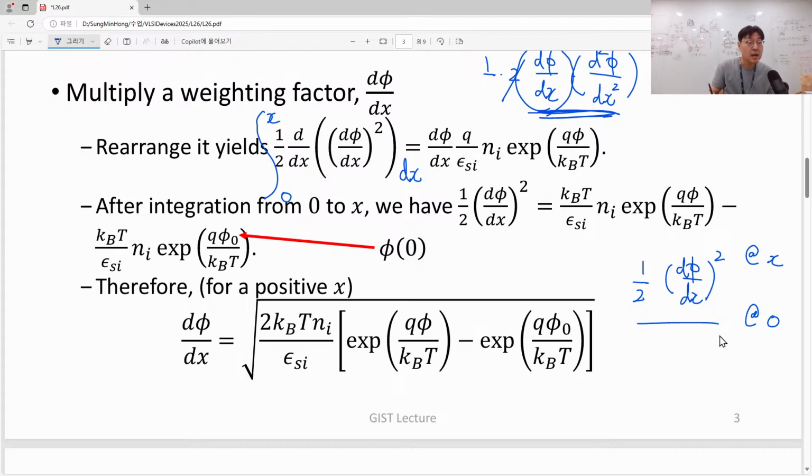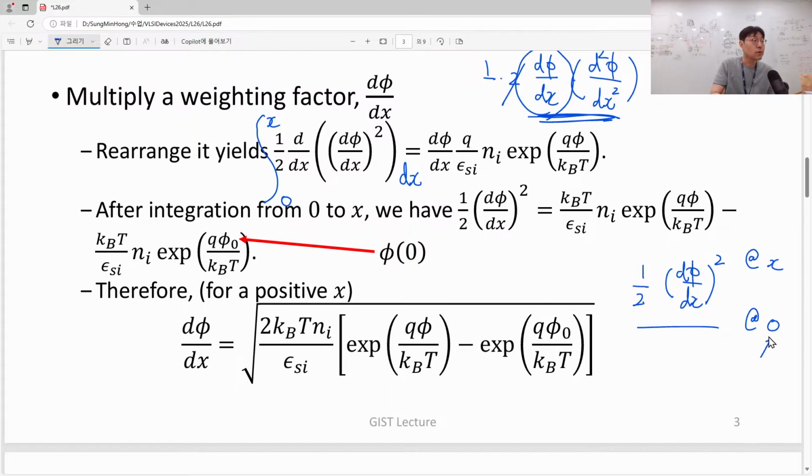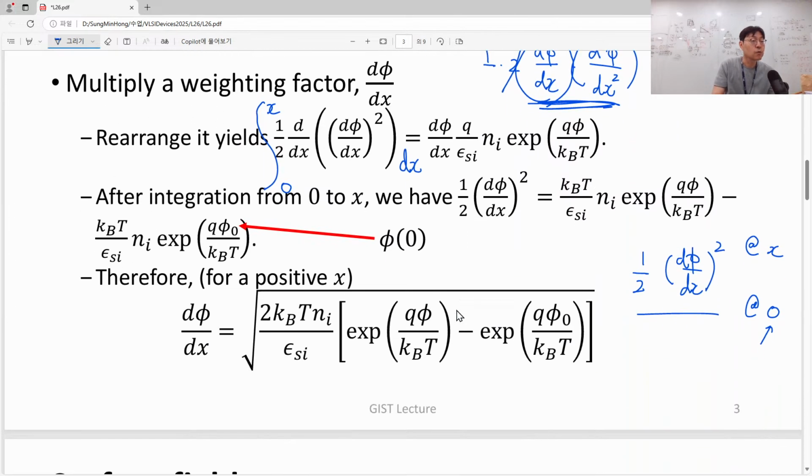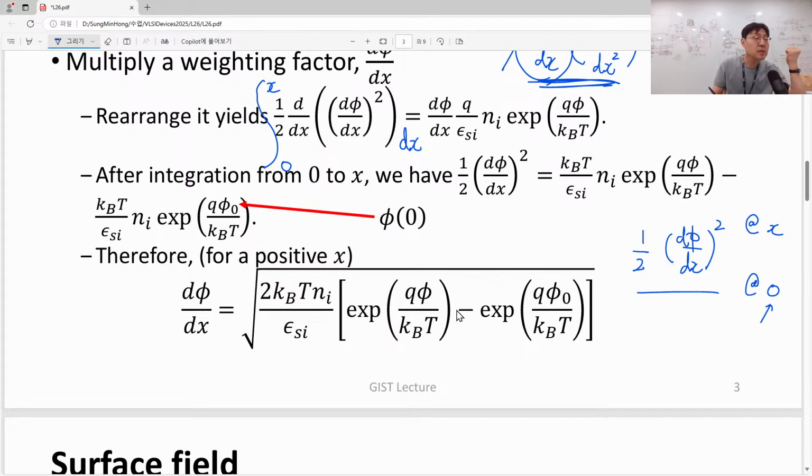However, what is this x equal to 0? This corresponds to the mirror symmetric point here. So potential is always mirror symmetric. It means that at x equal to 0, our dφ/dx must vanish. So that's the reason why, although we have to calculate the upper limit and lower limit of this integrand, this can be gone, and now we only have the square of the electric field evaluated at a certain x point.